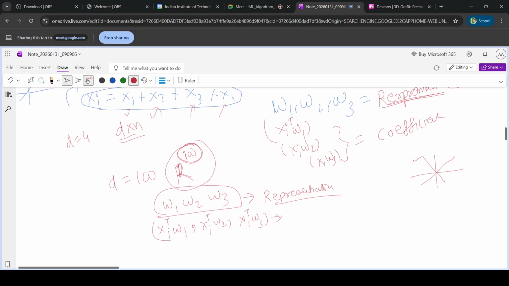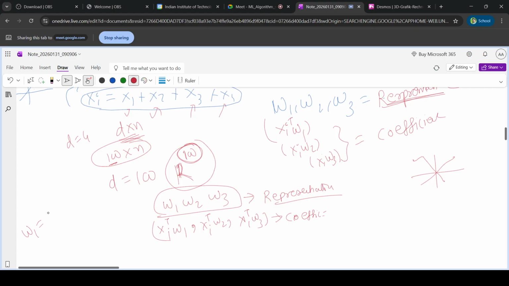So these are the only coefficients you need. Earlier, you had to store d into n, like 100 into n. N means the number of people, like Ashwin, Murli and Tejaswini and so many people. So there are n people with 100 dimensions each. But here what you need to do is store w1, w2, w3.